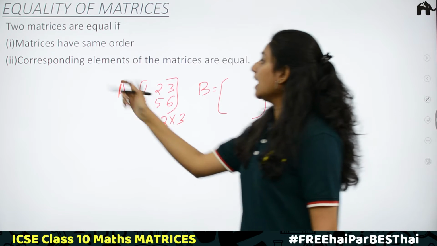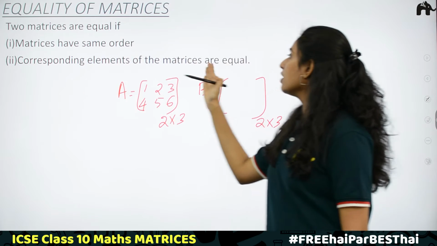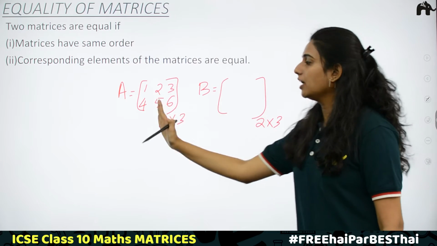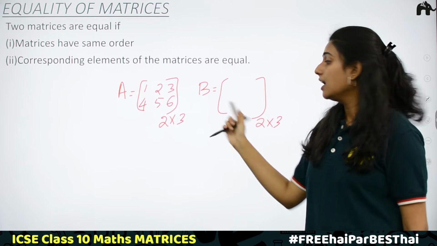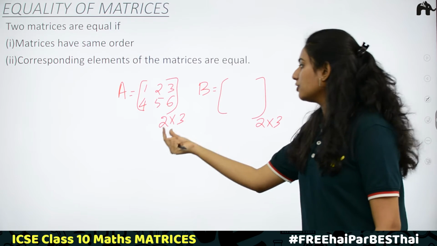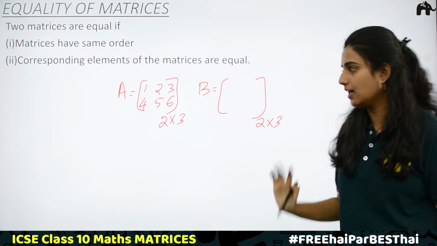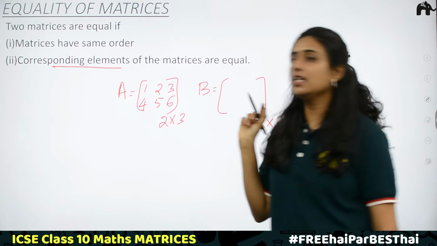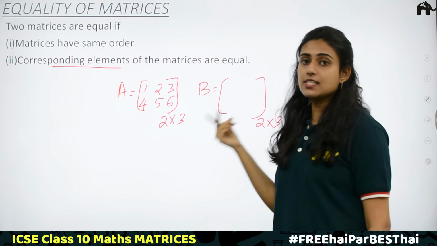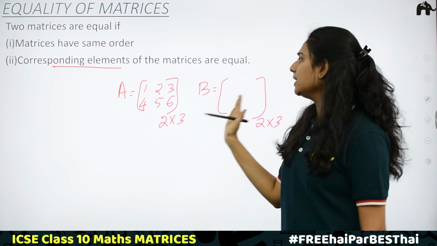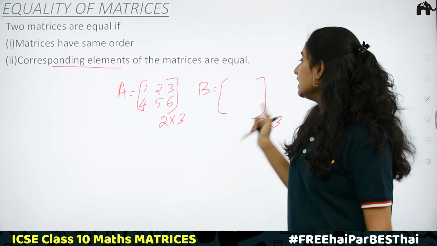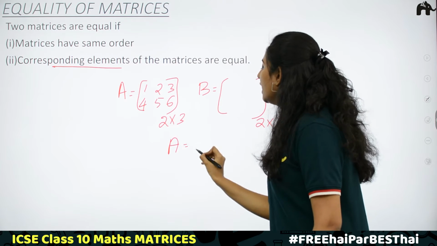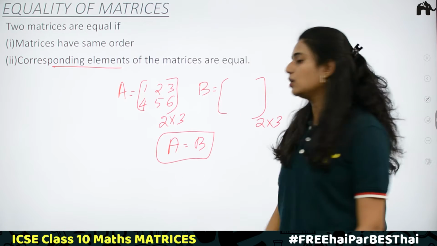Okay. Second condition is corresponding elements of the matrices are equal. Here we check the order. We are taking 2 by 3 matrices. Therefore, order is same. Number of rows and number of columns are same. This is a given condition. Now, second point is corresponding elements should be same. Only then these two matrices can be called equal. Then what should be the matrices elements in B? If A and B are equal, if A is equal to B, matrix A is equal to matrix B.